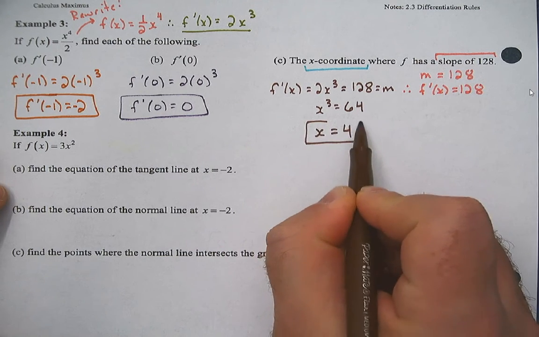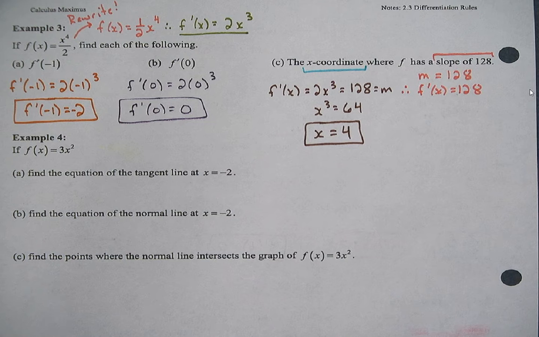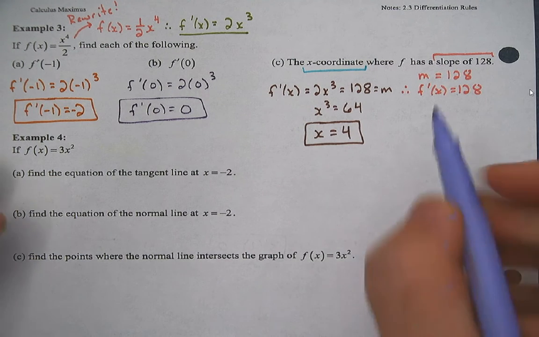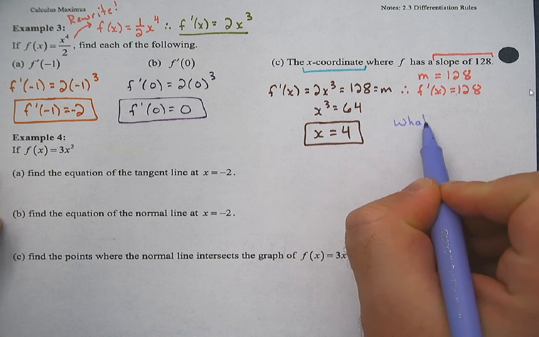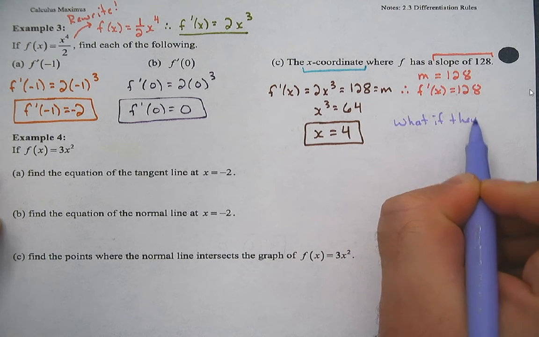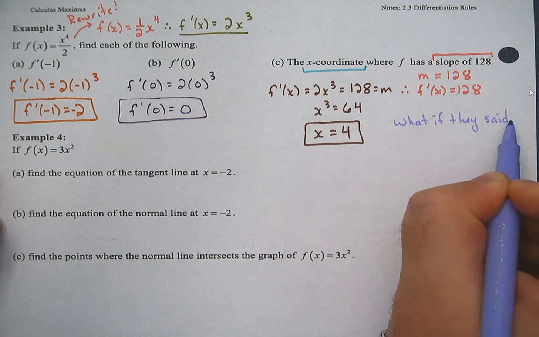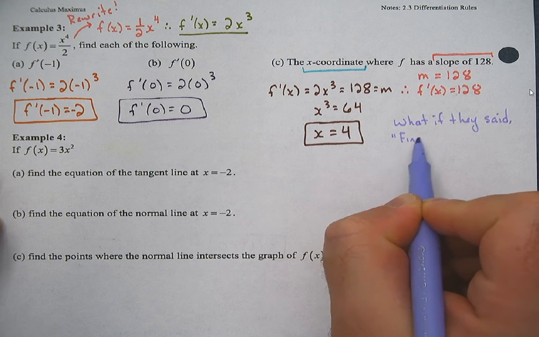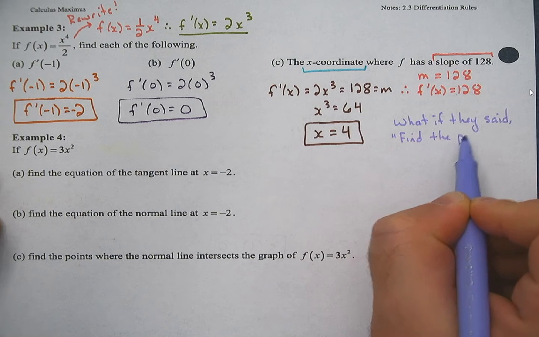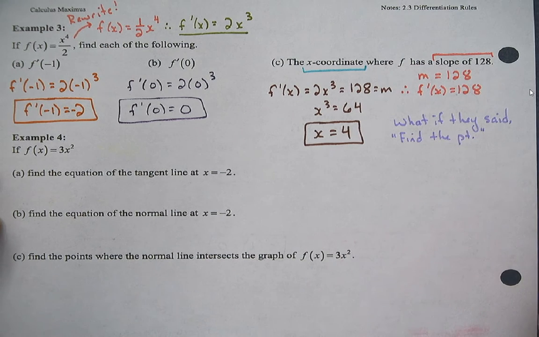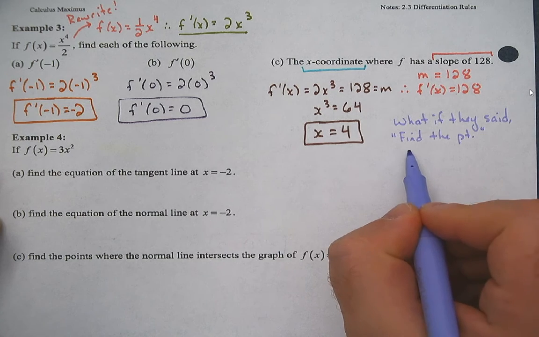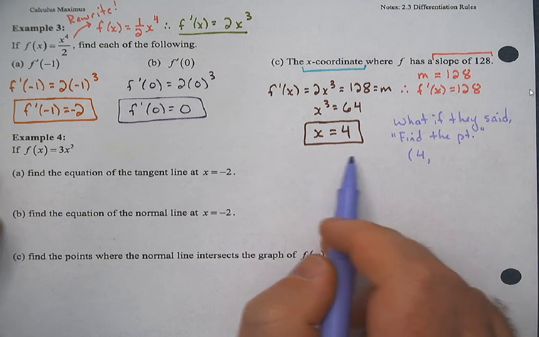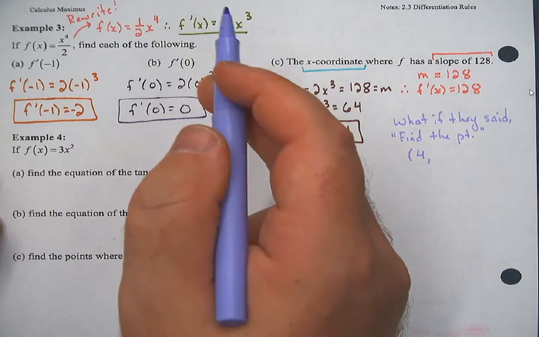So what is the x coordinate when f has a slope of 128? That's when x equals 4. Now, let's say they wanted you to figure out the function value. Instead of saying the x coordinate, what if they said point? Okay, so if they said find the point, then we'd have to plug in 4 for x into my function, not my derivative, into my function.